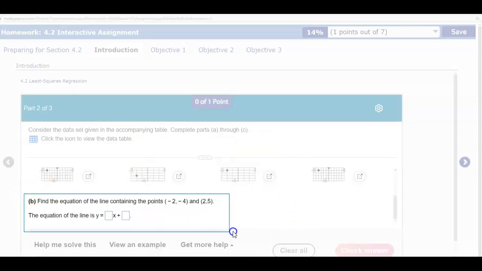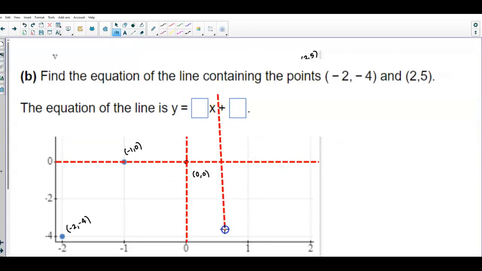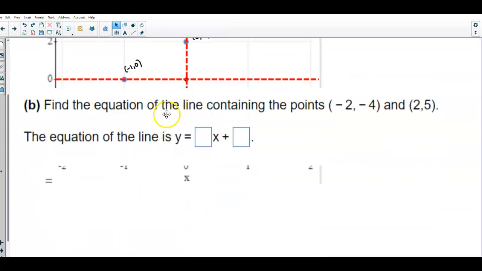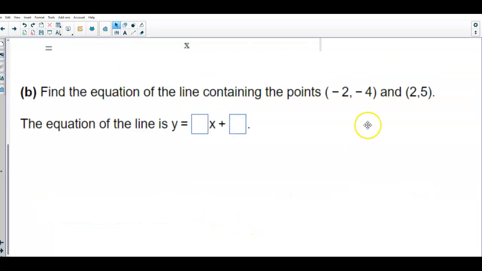Okay, now it says find the equation of a line that's containing these points. So let's go ahead and do that. So I'm going to go ahead and on the second step of this question, we're going to find the equation of a line that's containing these 2 points. So in order to find the equation of a line, we're going to call this x1, and that's y1. And then we're going to call this x2 and then y2.